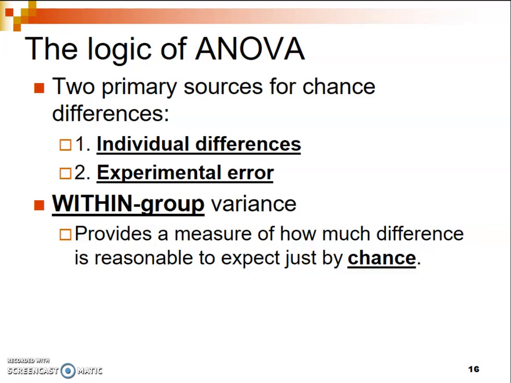Anything that you're essentially not studying could be a source of those differences that are just due to chance or not due to what you're actually trying to test. So again, the within group variance gives us a measure of how much of those differences we should expect just by chance, just due to sampling error and these other issues.